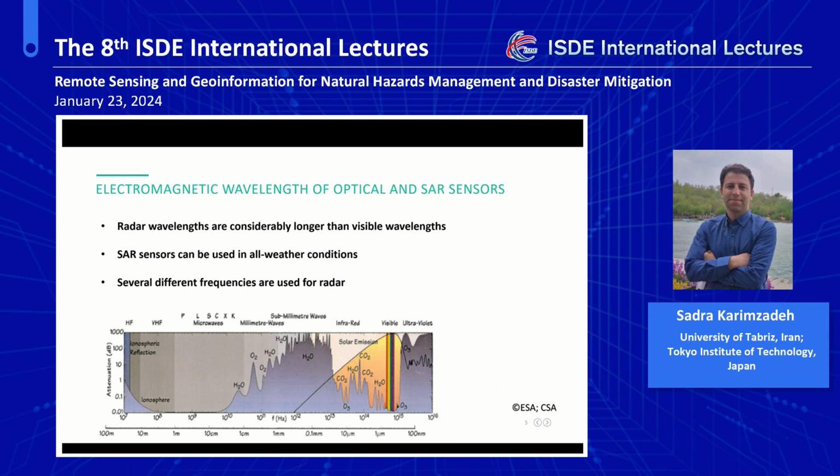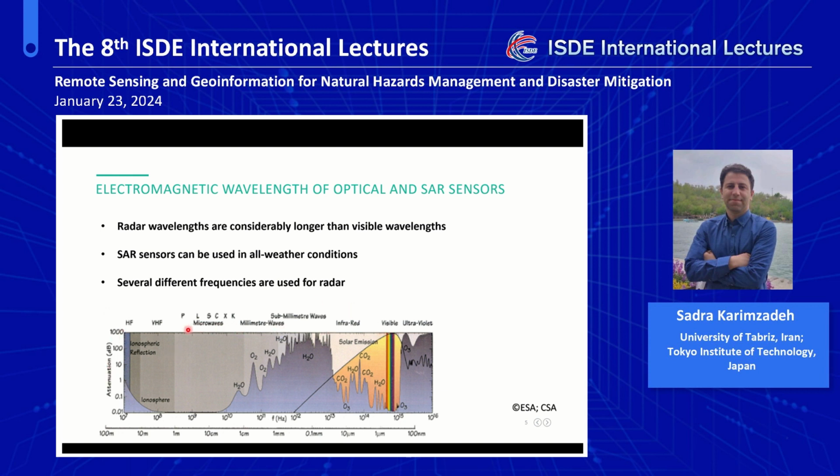And remote sensing uses different wavelengths in different bands, as you can see in the picture. Radar wavelengths are considerably longer than visible wavelengths. Let me show you. Here is the visible range, and you have many attenuations here. There are water vapors and other particles suspended in the atmosphere, so the attenuation will be high.